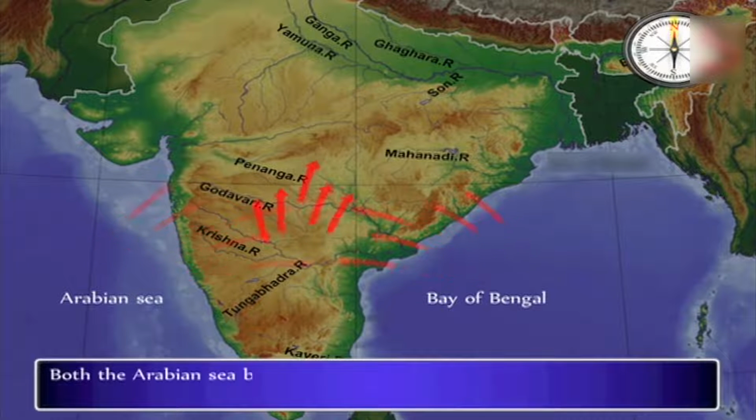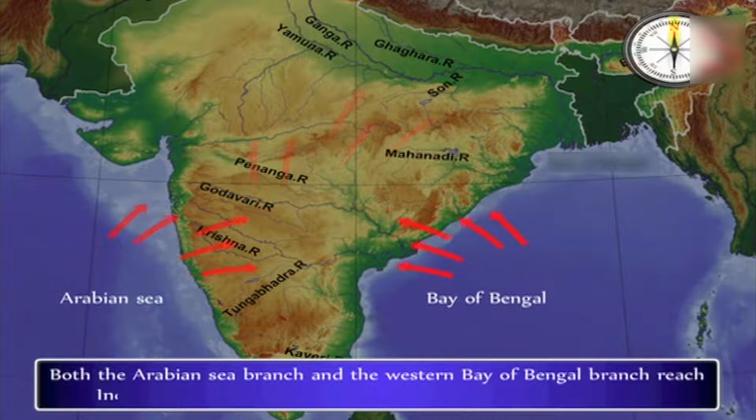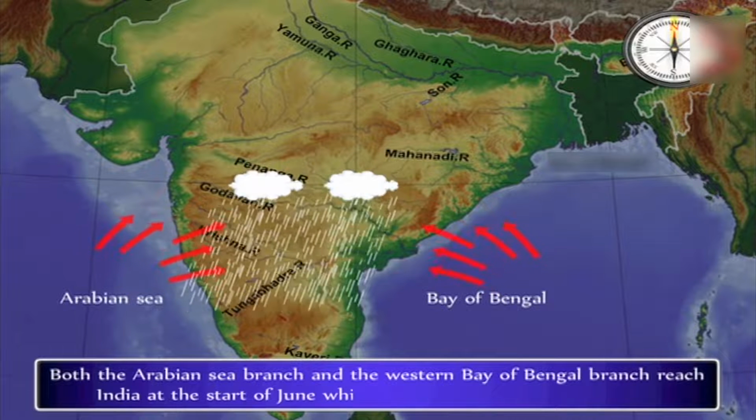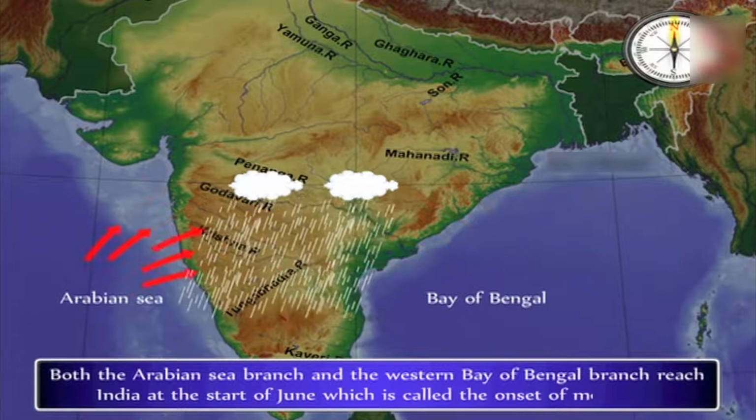Both the Arabian Sea branch and the Western Bay of Bengal branch reach India at the start of June, which is called the onset of monsoon. These spread over the entire country in 4 to 5 weeks gradually. Most of India's rainfall comes from the southwest monsoon.